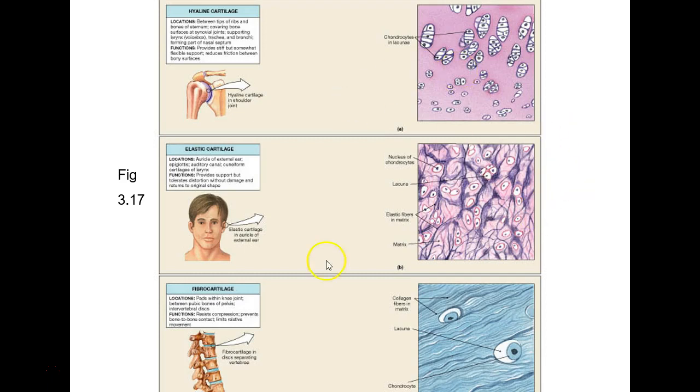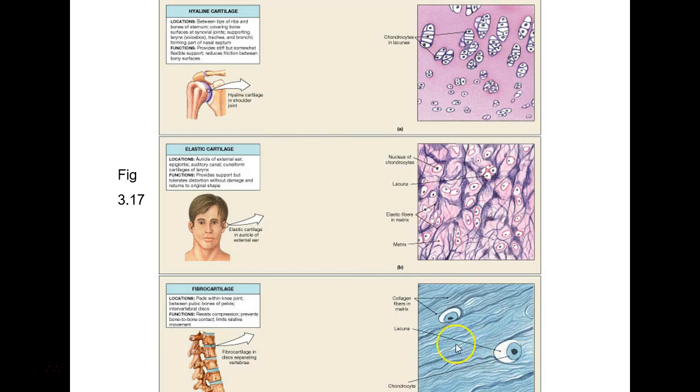Here is elastic cartilage. You still got chondrocytes, right? But look at all the dark purple and black elastic fibers everywhere in here. Once you see it, this is a great slide. You're not going to miss it. I'll show you that on a review too.